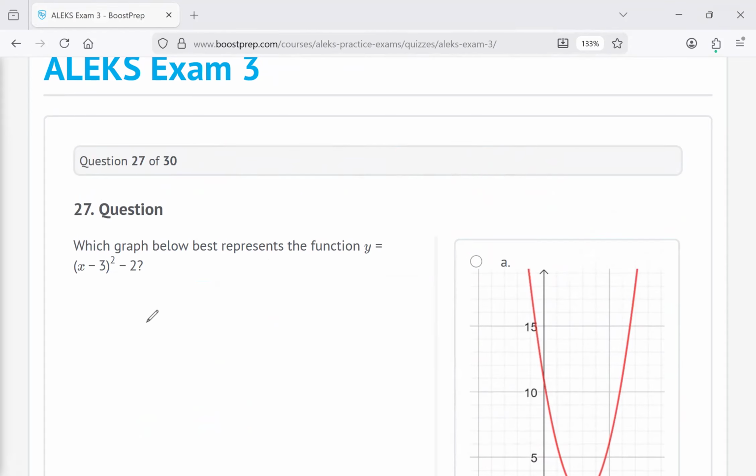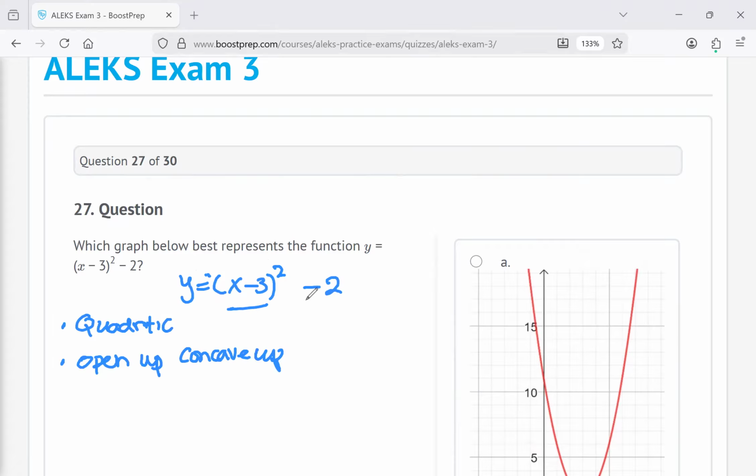Okay, this one. Which of the graphs below represents y equals (x minus 3) squared minus 2? What I would do is list everything you know about this graph. I know it's quadratic because it has a power 2. I also know it opens upwards because there's no reflection, no negative in front of the parentheses. Concave up, that's what I meant.